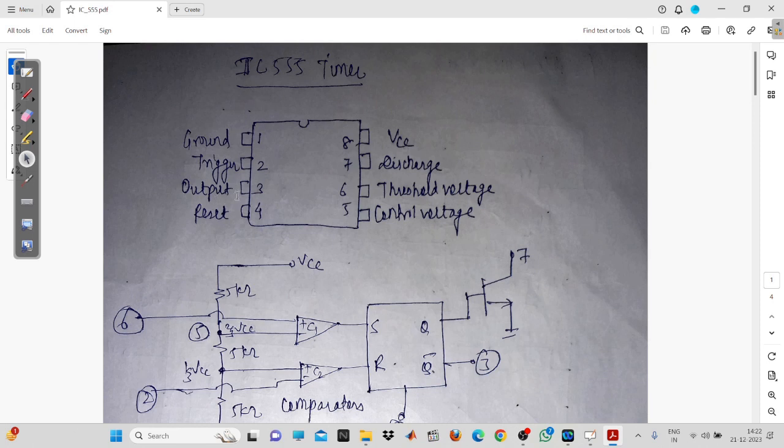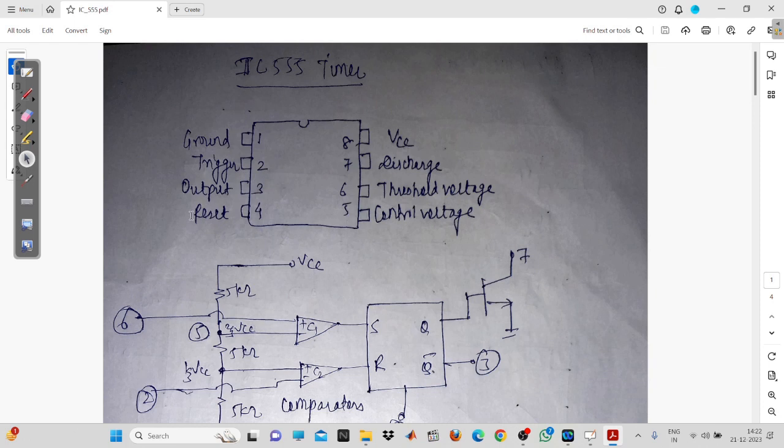It is a DIP package IC, that is, 4 pins on the left side and 4 pins on the right side. As you can see, this is a unipolar IC. It means that there are no two supplies, that is plus VCC and minus VEE, as in the op-amp case. Here the 8th pin is VCC and the first pin is ground. We'll be studying all the other pins in the meanwhile.